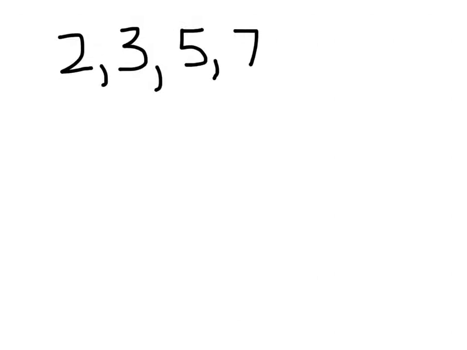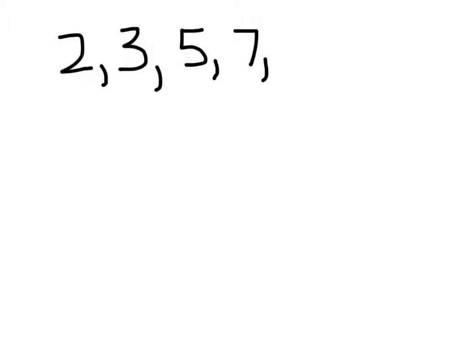For example, the only way to get 2 is to do 2 times 1. So 2's a prime number. The only way to get 3 is 3 times 1. So 3's a prime number. 4 wouldn't be prime because we have 2 times 2 and 4 times 1. Okay, 5 is prime because the only way to get 5 is 5 times 1. 6 is not prime. 7's prime.